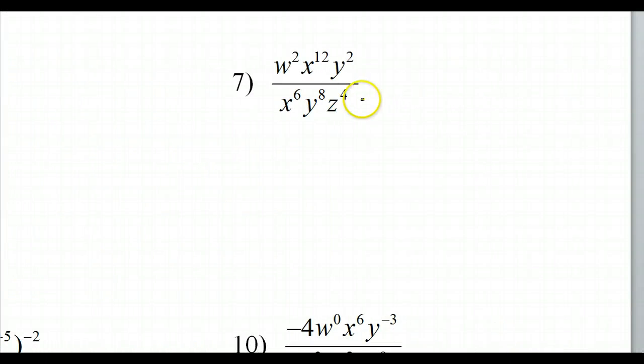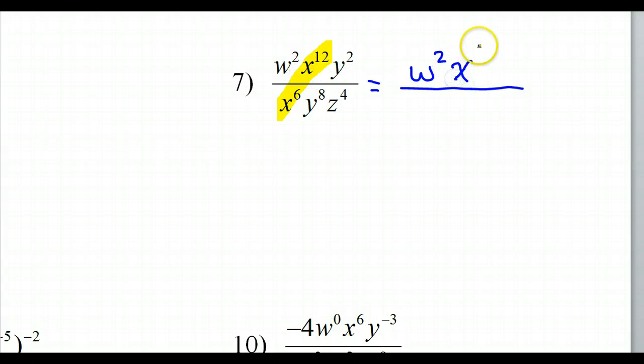Number 7. All right, there aren't even any negative exponents on this one, so it should be muy fácil. Okay, let's see. I see the w. There's nothing really with the w, so the w squared is going to remain unchanged. Looking at the x values, the 6 x's in the bottom are going to cancel out 6 x's in the top. So this is going to leave x to the 6th power.